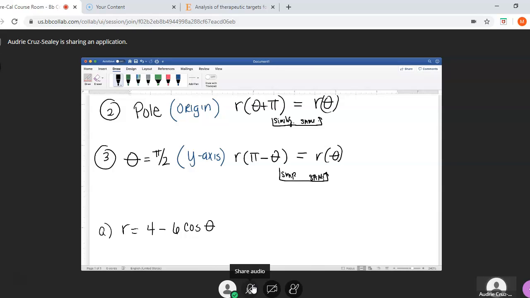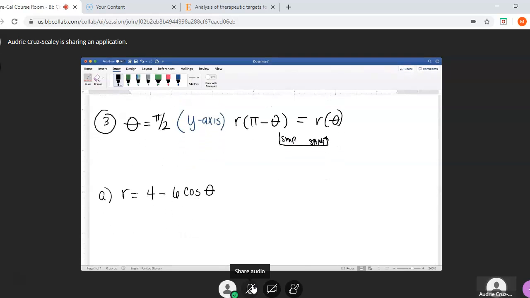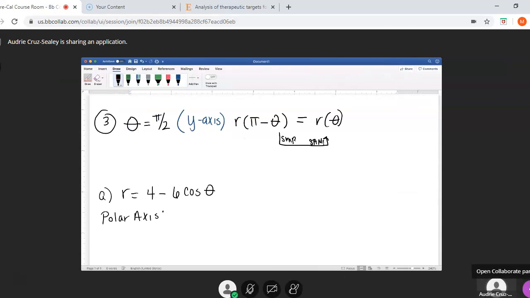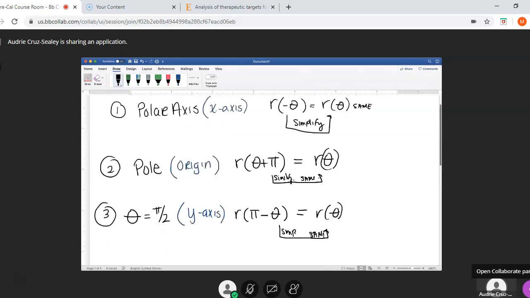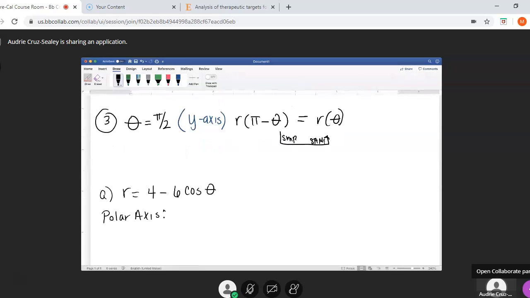Is that cool? So we're going to do one at a time. It doesn't say in any specific order, so I'm just going to go from test to test. The first one I'm going to do is see if this is symmetric about the polar axis. Now, if you remember, going back up here, for the polar axis we're going to substitute in negative theta. So I'm going to find r of negative theta.